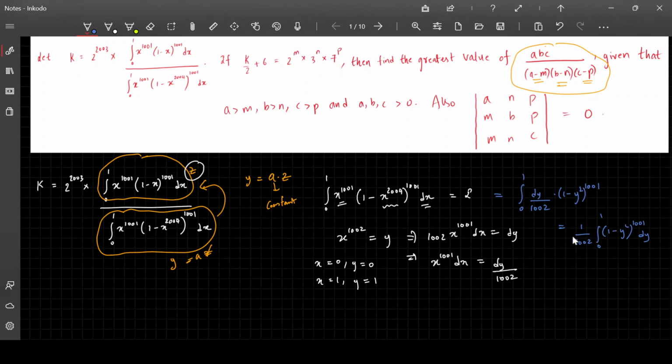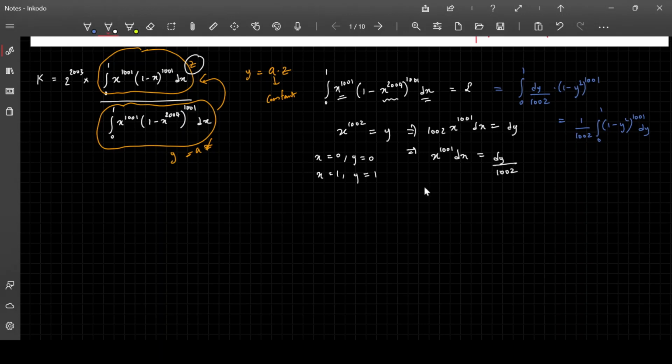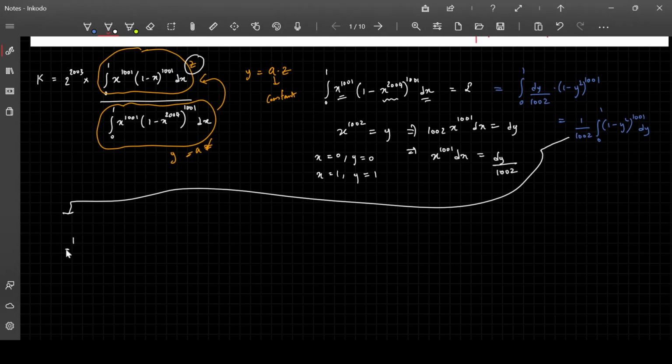Now we shall move to the next line. I'm starting from here, so please don't get confused from this step. This 1 minus y square can be written as (1 minus y) into (1 plus y), isn't it? So I can write this as 1 by 1002 integration from 0 to 1, (1 minus y) whole power 1001 into (1 plus y) whole power 1001 dy.